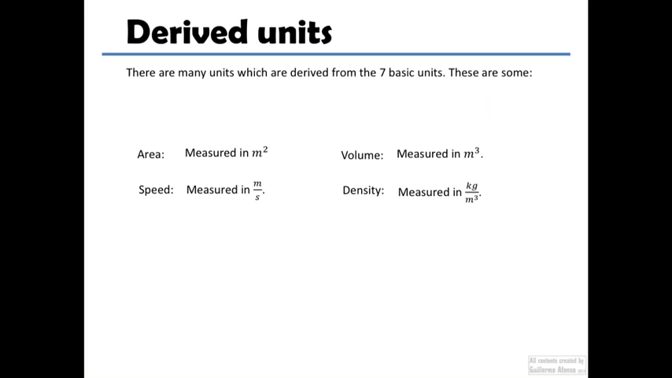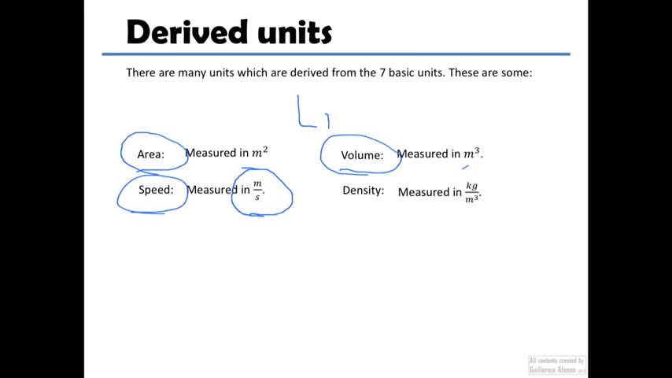When we talk about derived units, we have to be careful with some of them, because there are some common mistakes people make. The first one to always remember is that area is measured in square meters. Volume is measured in cubic meters. Speed is measured in meters per second. And despite the fact that people are thinking, well, isn't volume measured in liters? We'll talk about this in a minute.